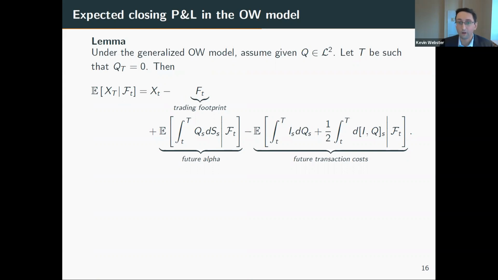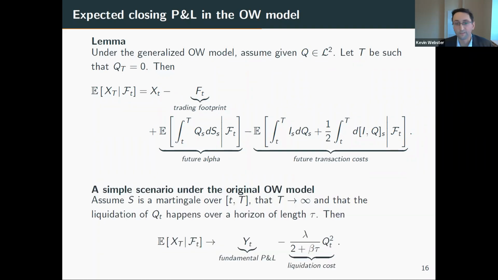So at this point, I can already say that the trading footprint is the bias that the accounting P&L introduces, because even if I suddenly stopped trading, if I just held the position and did not engage in any further trading activities, my accounting P&L would still be a biased estimate of the closing P&L.